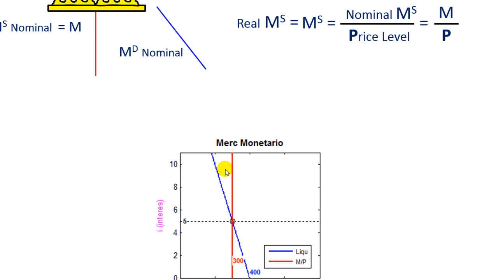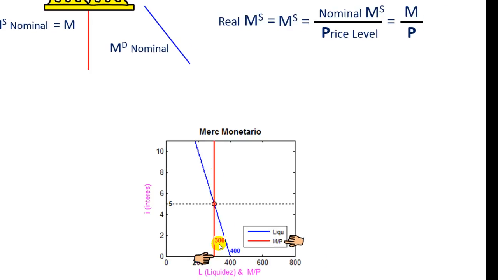And we can see one of the graphs in the simulator where this vertical red line is M divided by P, so it represents the real money supply, which is this red vertical line. In this video and in many videos after this, we assume that the price level is constant, otherwise we wouldn't be able to say that this line is vertical.